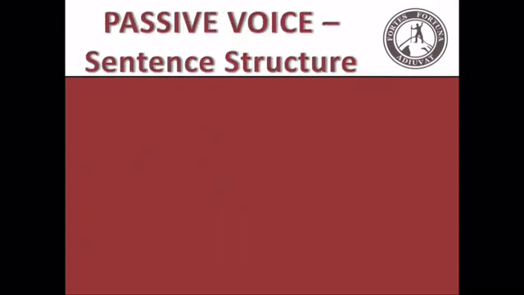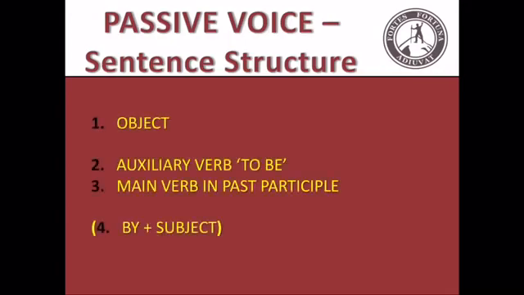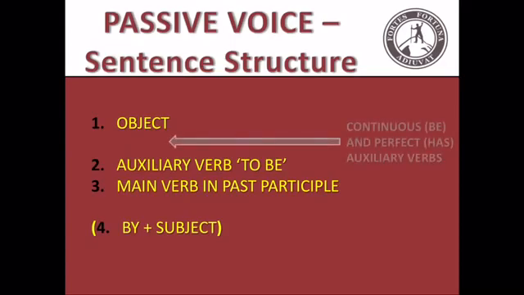Let's move on. Passive voice sentence structure. So we can split this up into 4 main parts. The object, then the auxiliary verb to be, the main verb in past participle, and our subject or agent. Now in past simple and present simple, we just have the one auxiliary verb to be. But in continuous and perfect sentences, we have an extra auxiliary. Remember, continuous is be and perfect is has.